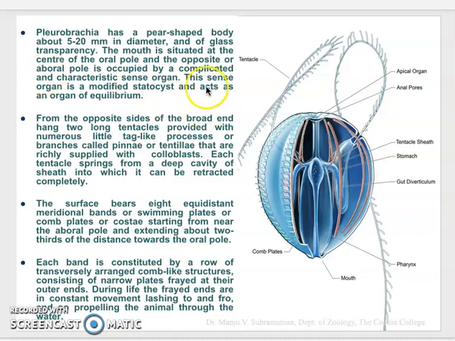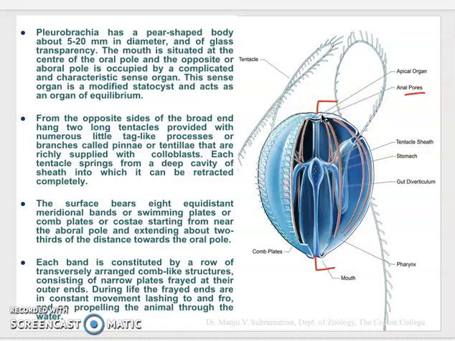It has an upper broader area, called the aboral side, and a narrow oral side, which is also called the oral pole. In the center of the oral pole is the mouth, and here you can see the mouth. In the center of the aboral pole, there are two anal pores and a characteristic aboral sensory receptor. We will see this sensory receptor in detail later.